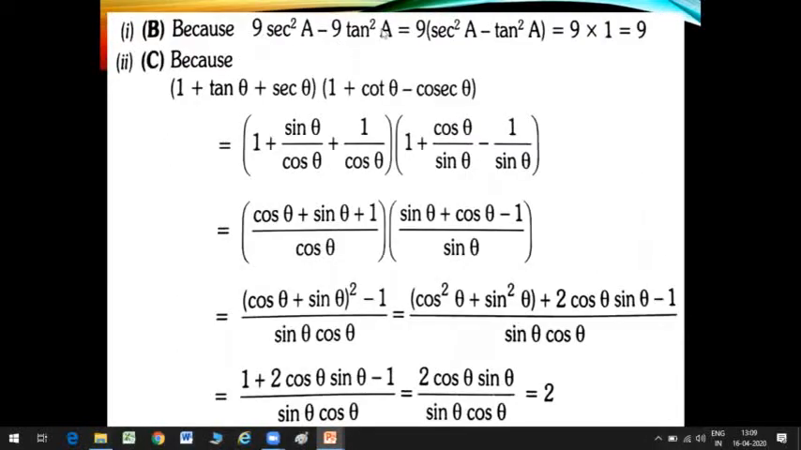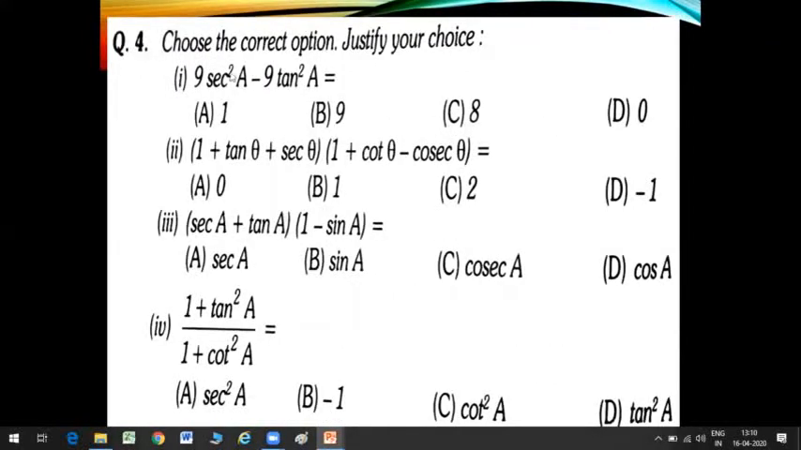9 sec²A minus 9 tan²A. We can take 9 common from these two. Then in the bracket, sec²A minus tan²A will be left. And we know from trigonometric identity 2 that sec²θ minus tan²θ is equal to 1. So this is equal to 9 into 1, which is equal to 9. The correct option for the first part: 9 sec²A minus 9 tan²A is equal to 9.